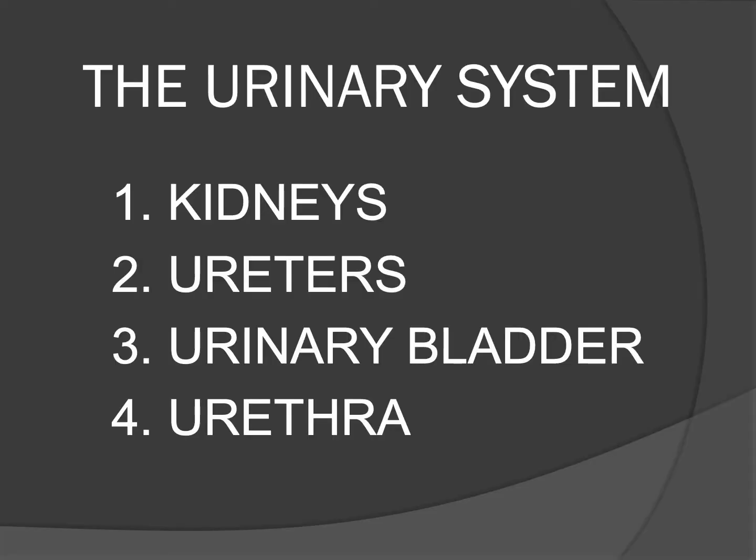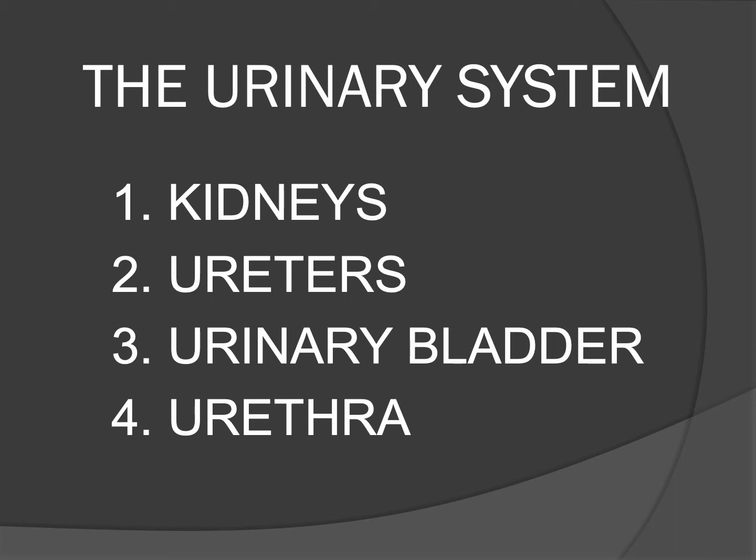Now here are the four structures of the urinary system. In cephalocaudal order, we have kidneys, ureters, urinary bladder, and urethra. The kidneys alone perform the functions just described previously. Siya yung nagpo-produce ng urine.